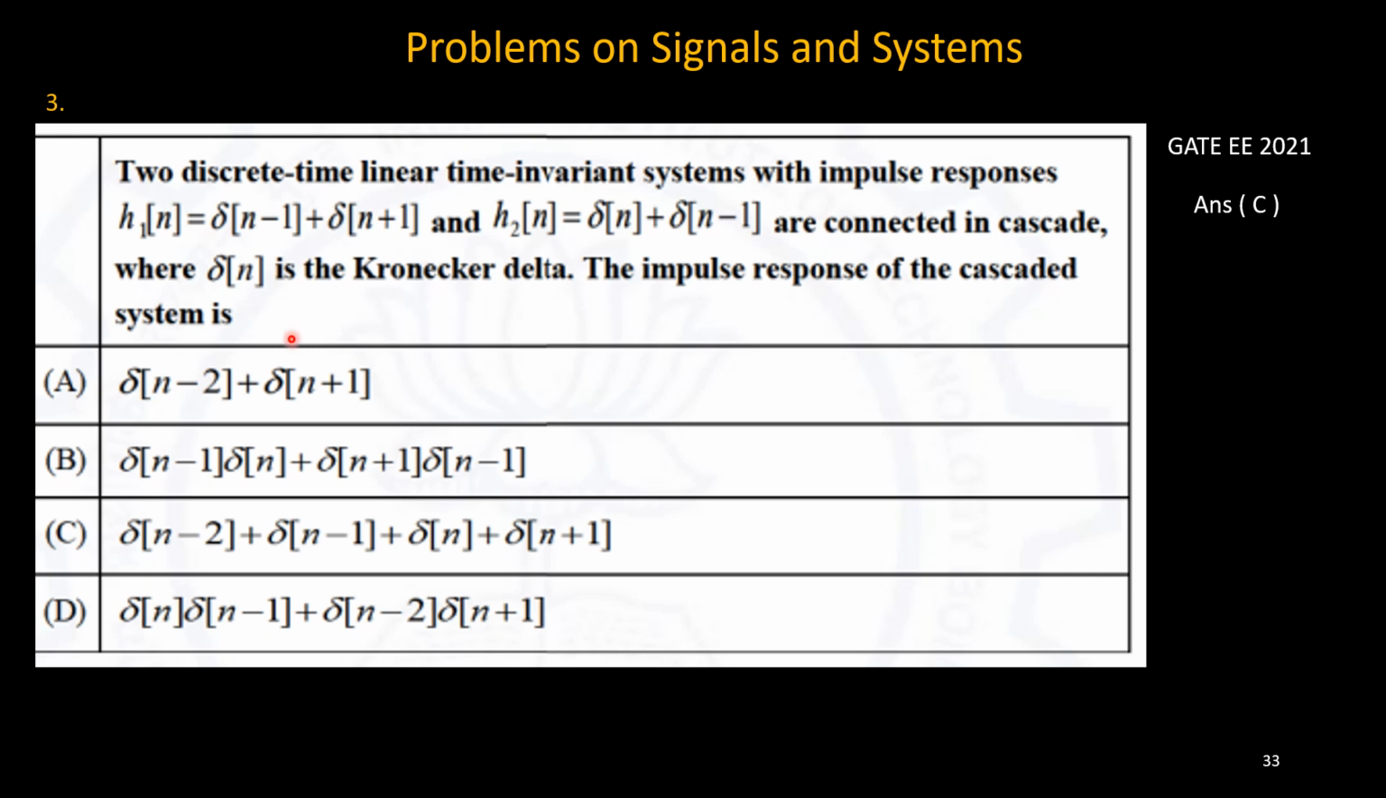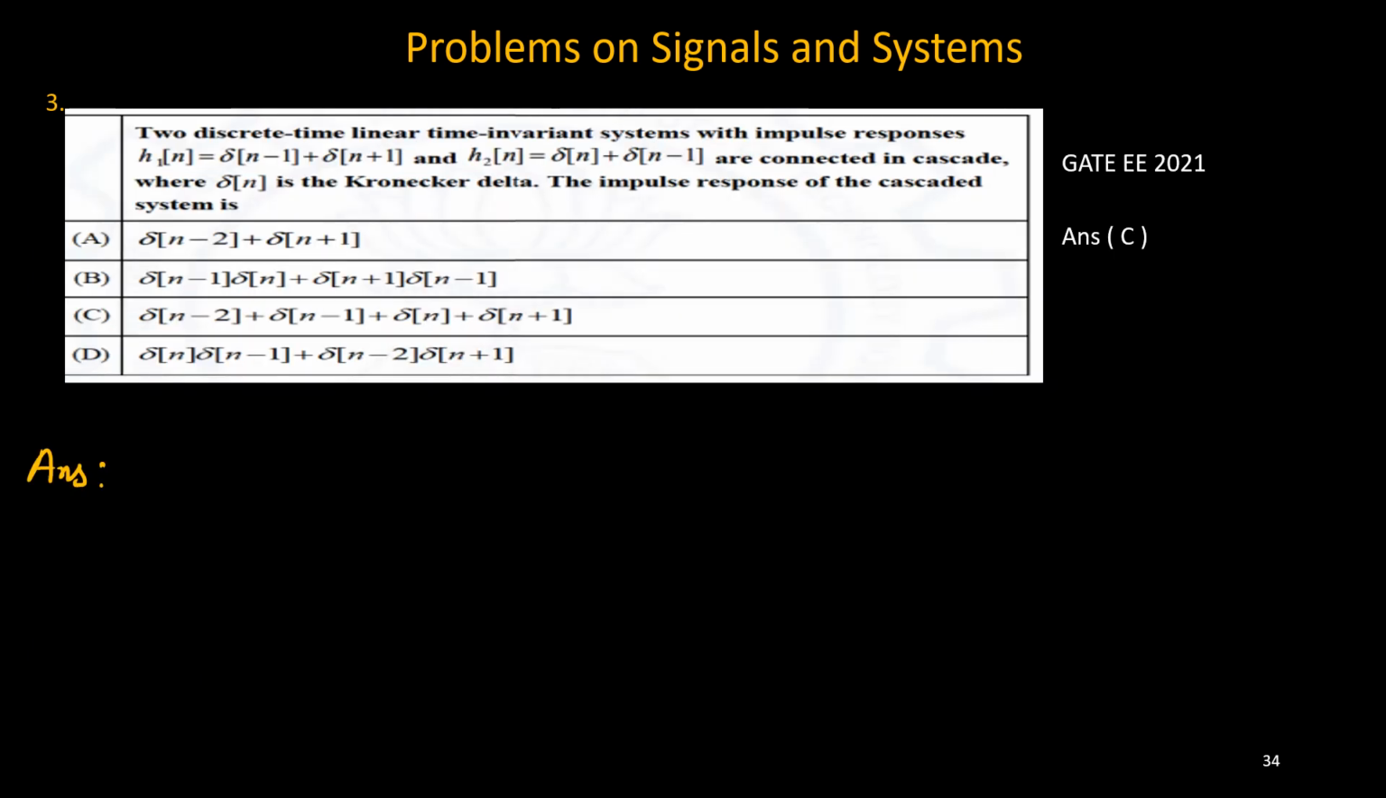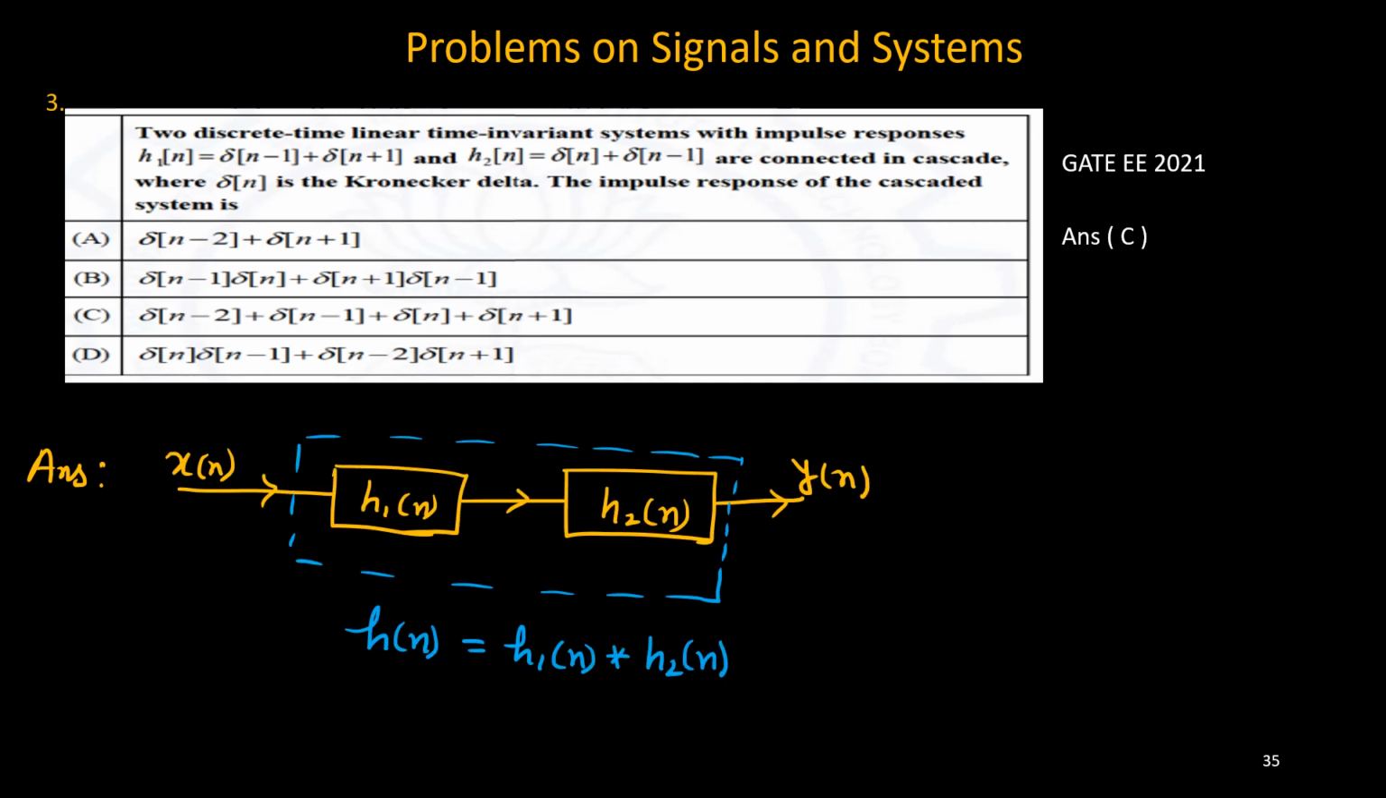Okay, so these are 4 choices. We need to solve it. I hope the problem is clear to all of you. Now we can try to solve it. So to solve this problem, we'll start with this one, that this is a signal xn. First system is h1n, then again it is followed by the second system h2n, then we will get the ultimate output yn. So these two systems h1n and h2n, they are cascaded one after another.